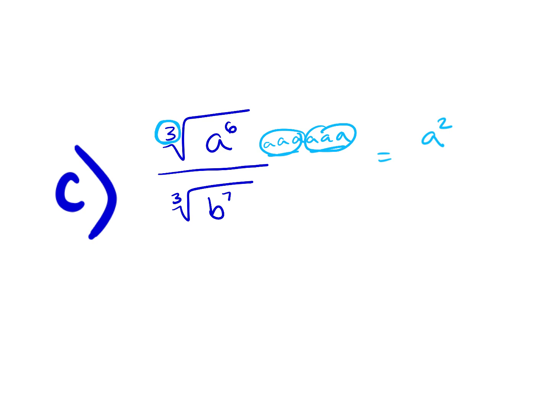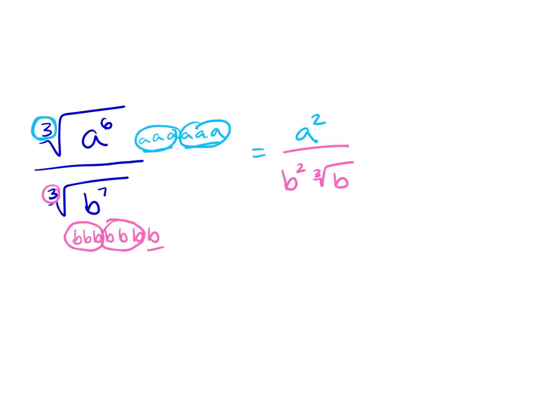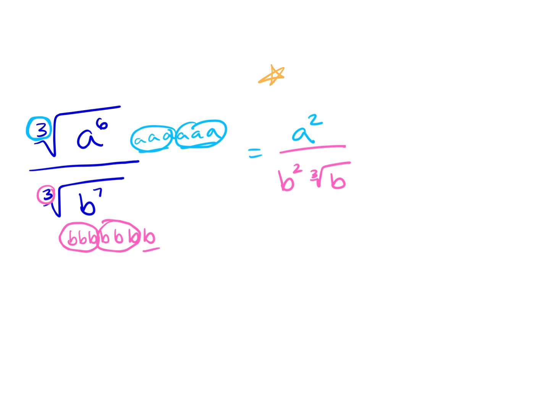How many b's do I have? 7. How many of a kind do I circle? 3. So I have 3 b's here, 3 here, and 1 left over. So how many b's come to the outside? 2. So b squared on the outside, and then I have the cubed root of b left on the inside. Could I leave my answer like this? No, because you can't leave a radical in the denominator, so we have to rationalize.